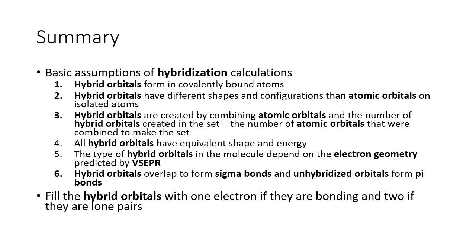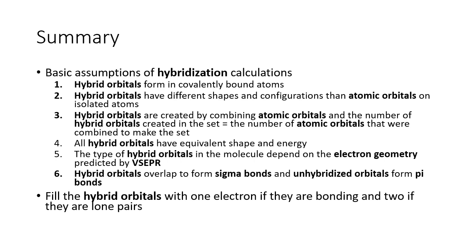All right, so the basic assumptions we made for hybridization. Hybrid orbitals form in covalently bound atoms. Hybrid orbitals have different shapes and configurations than atomic orbitals on isolated atoms. Hybrid orbitals are created by combining atomic orbitals, and the number of hybrid orbitals created in the set is equal to the number of atomic orbitals that were combined to make that set. All hybrid orbitals have equivalent shape and energy, and that shape is more or less like a p, but an offsides p, right, with a really big lobe on one side and a very small one on the other. The type of hybrid orbitals in the molecule depends on the electron geometry predicted by VSEPR.